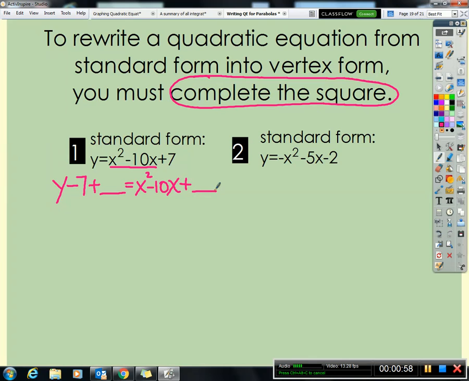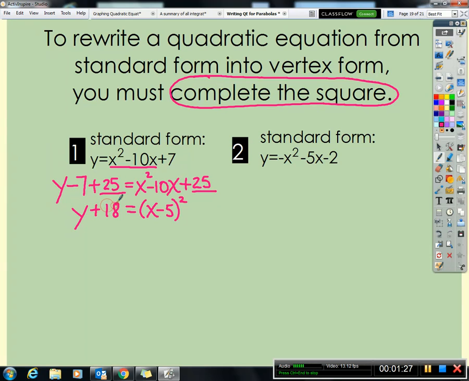So, on the right-hand side, you should recognize that this becomes x minus 5 squared. Where did the 5 come from? Half of 10. Once you know this is 5, square it and put it here. What you put on the right side, you must put on the left side in order to balance the equation. So I reduce the right-hand side down to a binomial squared. Reduce the left-hand side by saying, well, what is 25 minus 7?